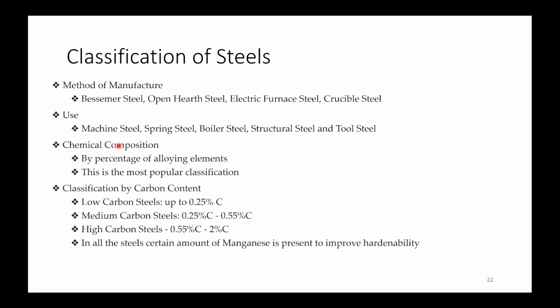Based on chemical composition also, it can be either based on carbon percentage or based on alloying elements, and this is the most popular classification. So in case of carbon content, it can be low carbon steel, medium carbon steel, or high carbon steel, and in all these steels a certain amount of manganese is present to improve hardenability.